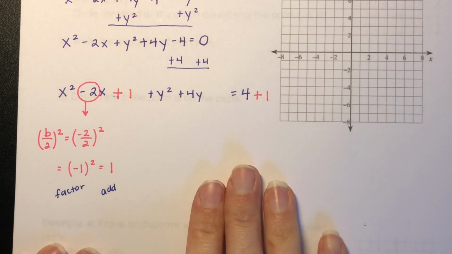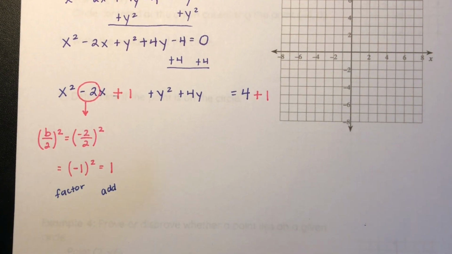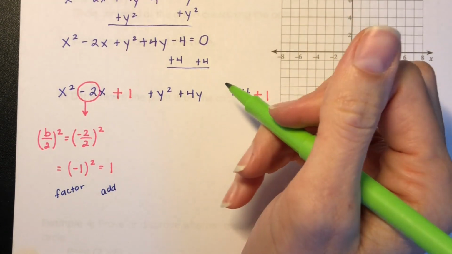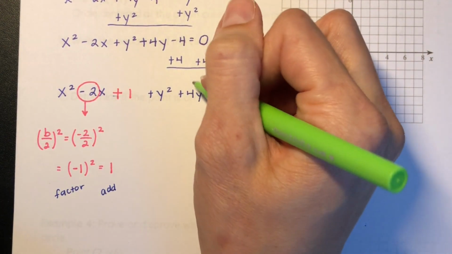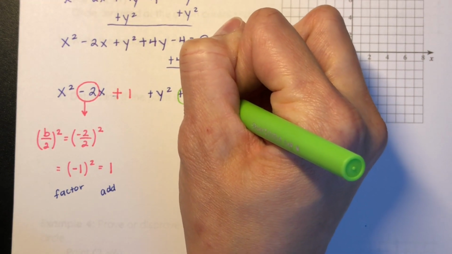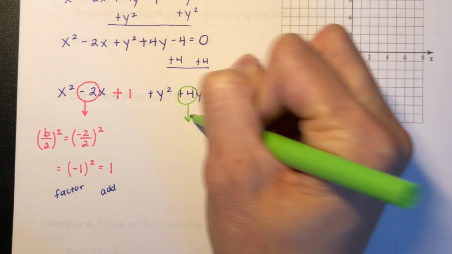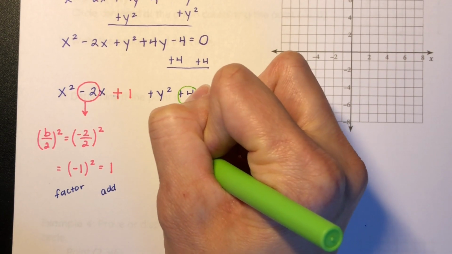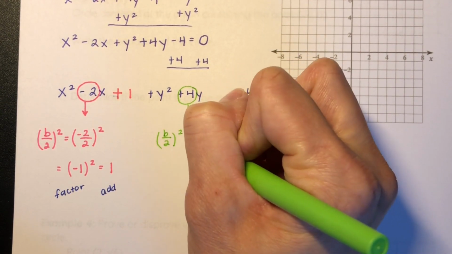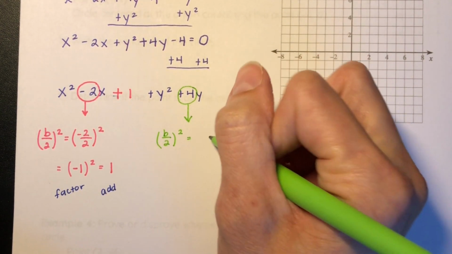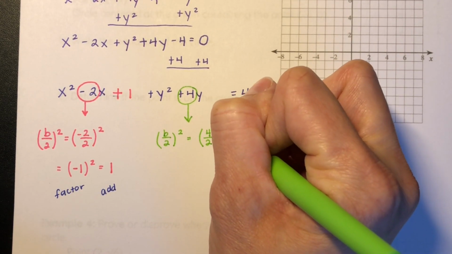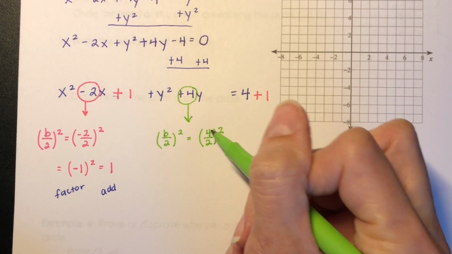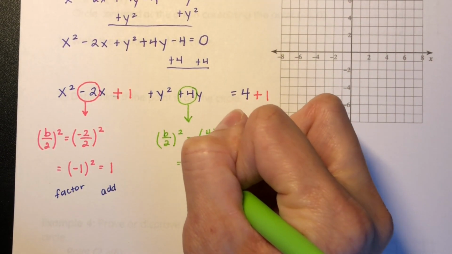And now I can go ahead and move on to my y squared. So here, I'm going to do the exact same thing, but now I am worrying about the y terms. So here I have 4 for my b, so I still take b divided by 2, then square it. So in this case, b is positive 4, divided by 2, square it. 4 divided by 2 equals 2.